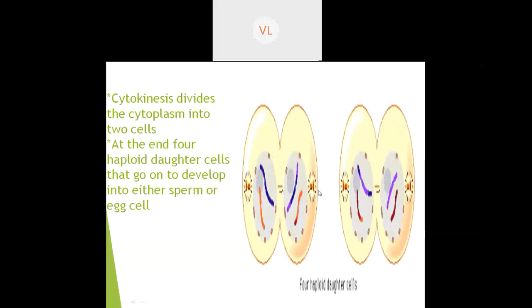So these four haploid daughter cells will go on to develop into which cell? Sperm cell or egg cell. They will get ready. So this is all about the phases or stages which occur in meiosis.